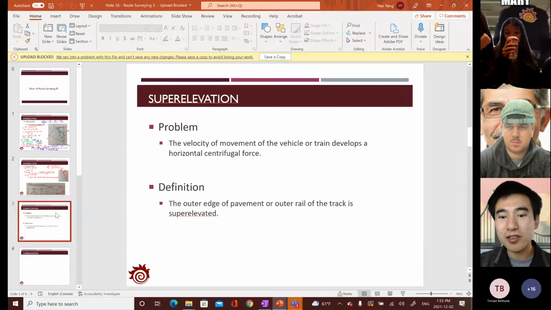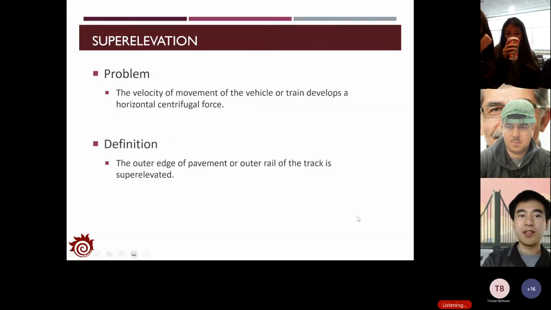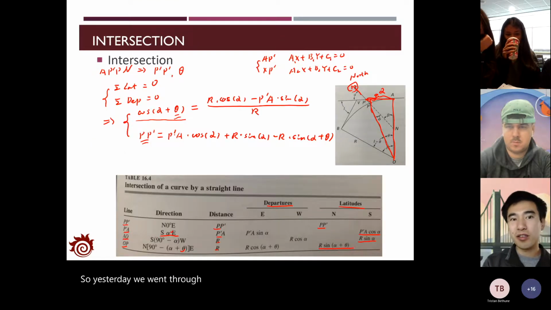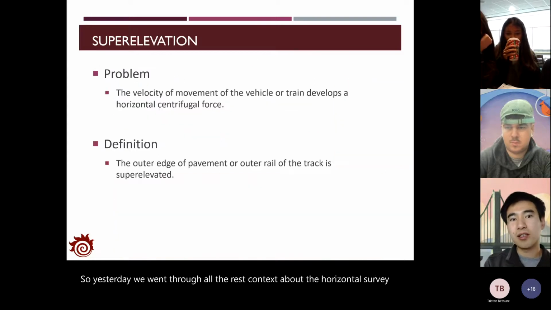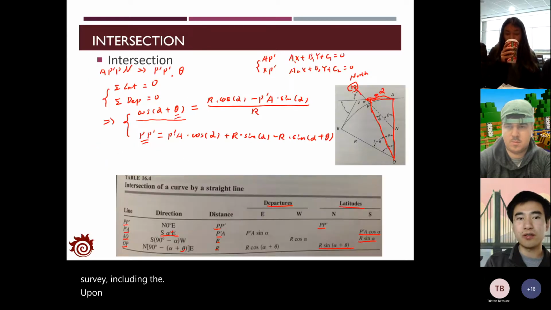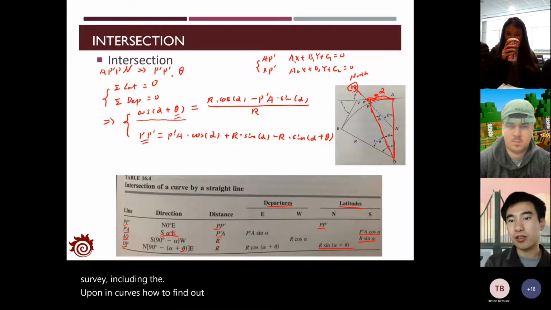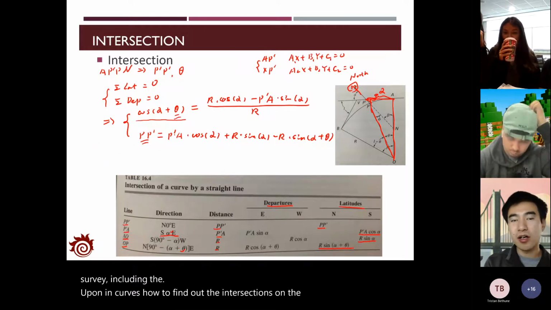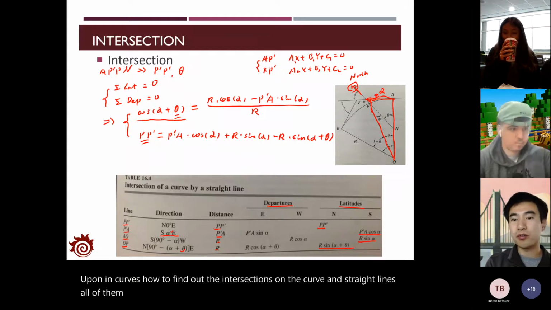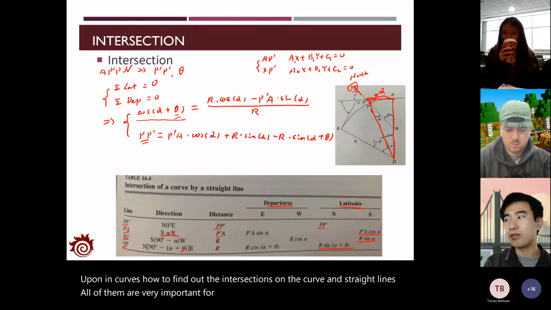With that, I will start the lecture today. So yesterday we went through all the rest of the contents about the horizontal surveying, including the compound curves, how to find out the intersections on the curve and the straight lines. All of them are very important for you to design an actual road.